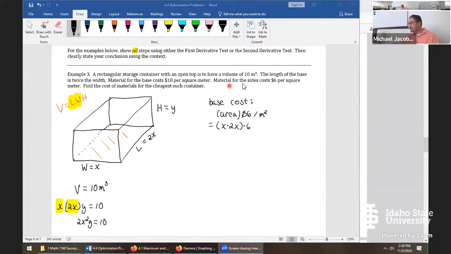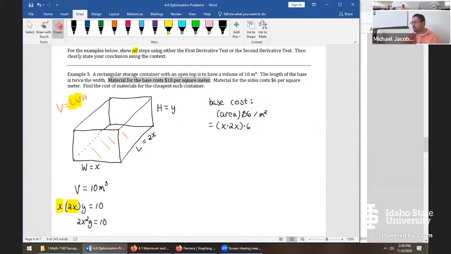Oh dear, thanks for spotting that. Material for the sides is $6, but for the base, it's $10 per square meter. Good eye, Eli. Thanks for spotting that right there. Should have left that highlighted if that was meant to be my guide like that. So let me put in here the correction.